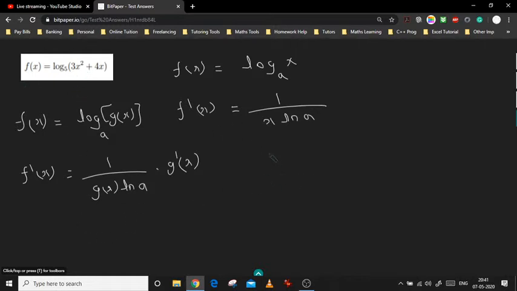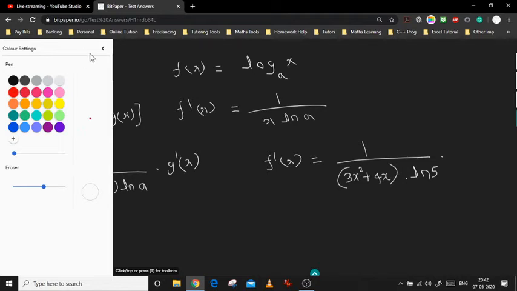So therefore the f dash of x will be 1 by g of x. Our g of x is 3x squared plus 4x. So I write down that 3x squared plus 4x multiplied with natural logarithm of a. A here is 5, so I put natural logarithm of 5 and then multiply with g dash of x.